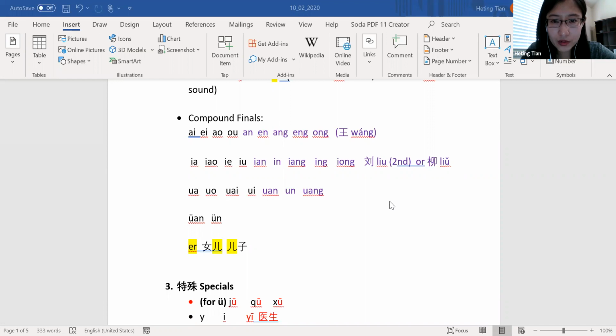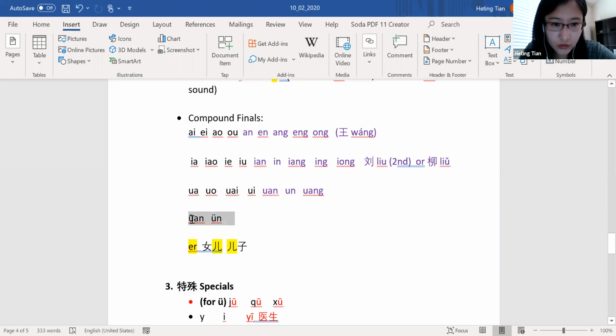And the purple part, they are all nasal sound. When you pronounce this, you can feel the vibration of your nose. For example, wan, wang. Next one, yuan, yun. These are all the nasal tone.